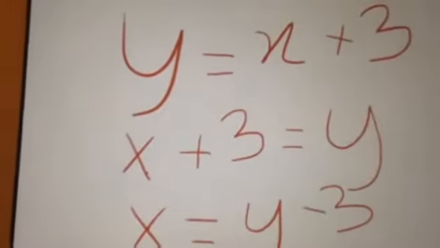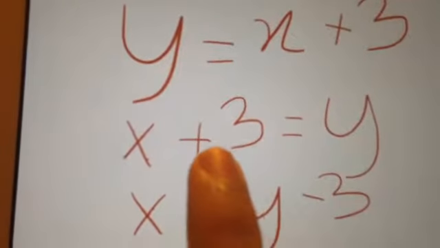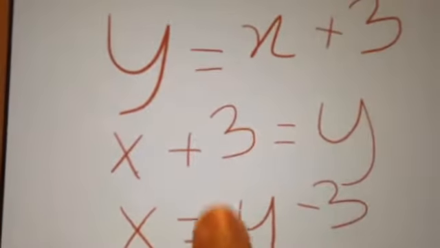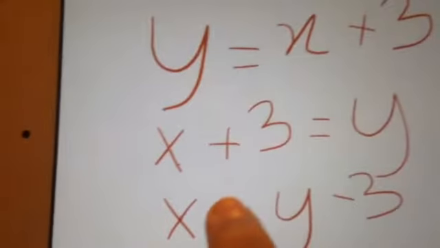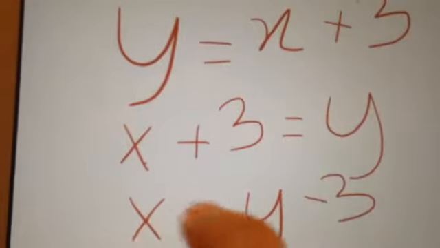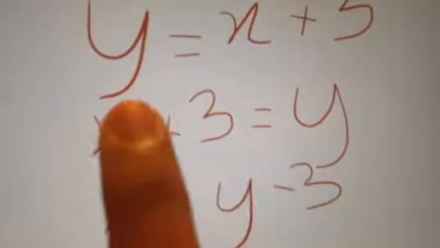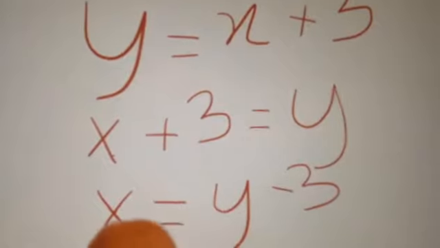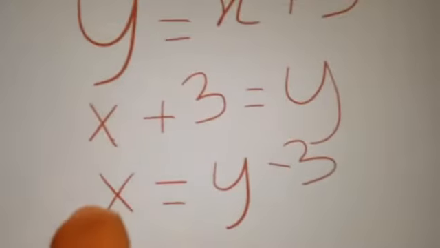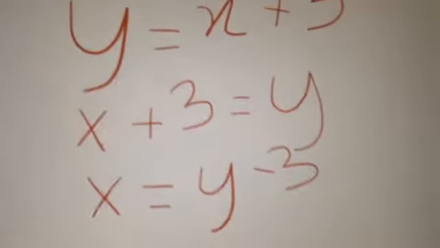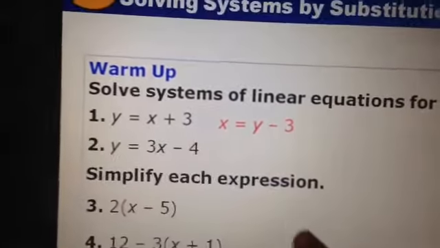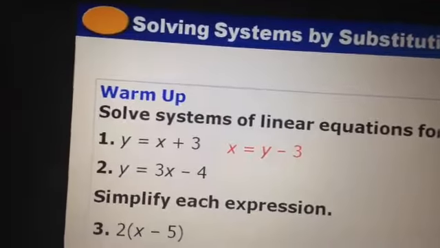Now the first thing we have to do is move the 3 from this side to this side. I think we all know that if we move the numerical number, the sign changes. So x equals y minus 3. It was positive 3, now negative 3. I just moved the positive 3 to this side and it's negative. So it's as simple as that. x equals y minus 3.